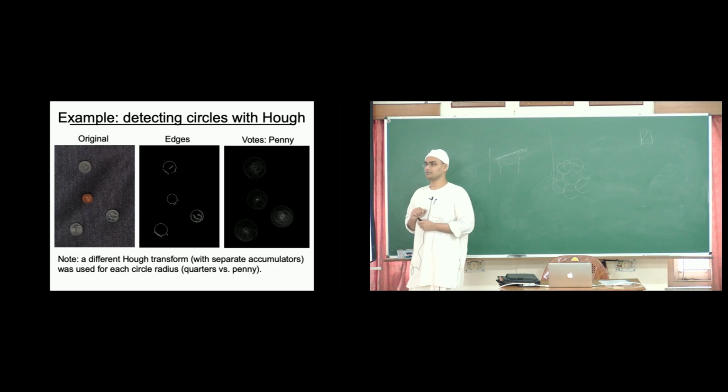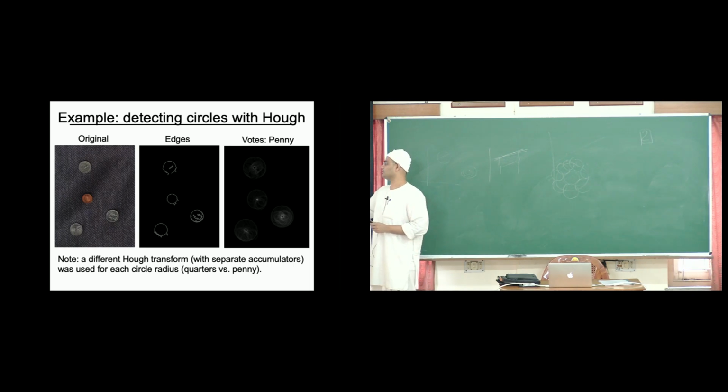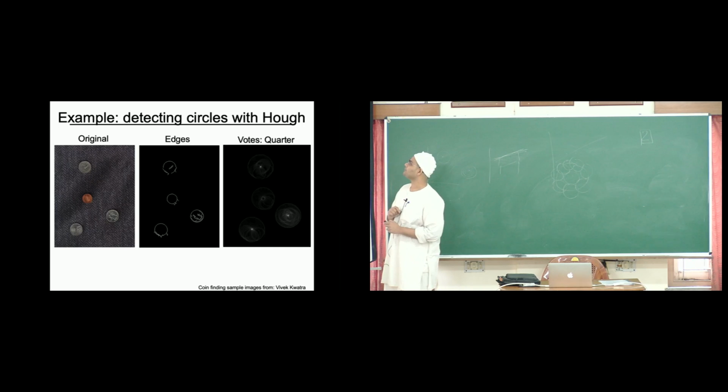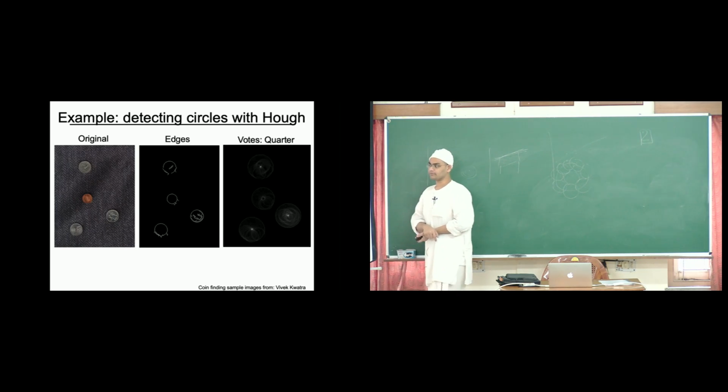So the reverse happens as well. Right now you are getting a nice circle here, and the hole is coming there. In the other way, if you start with the quarter, you get the same phenomenon at the other coins. A quarter is 25 cents.